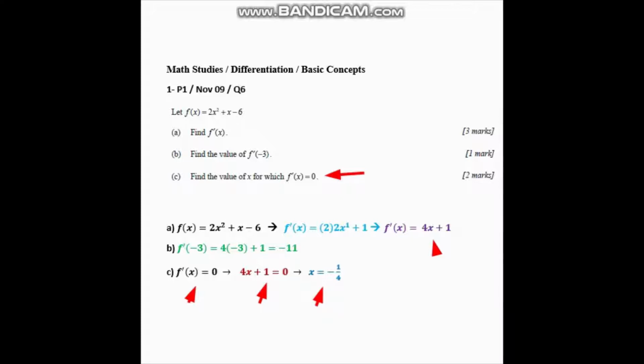This is the end of the first question. Pause the video, take a minute to write the answer down if you will, and I shall begin question 2 shortly.